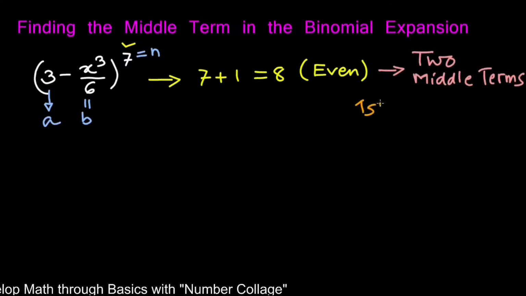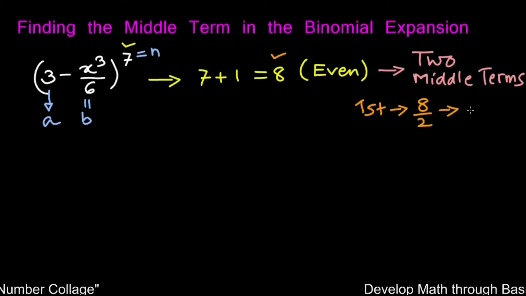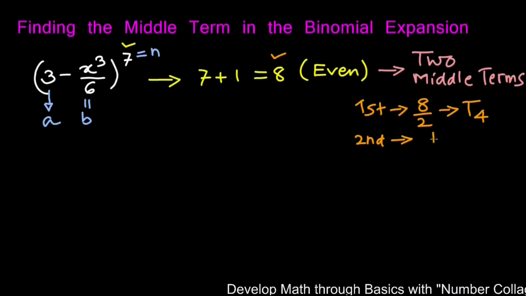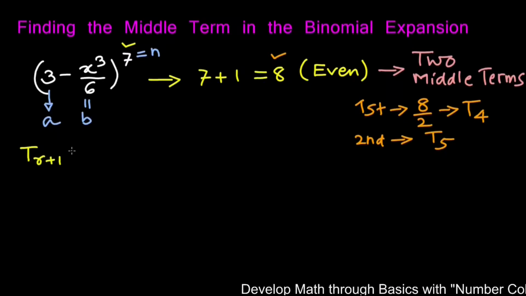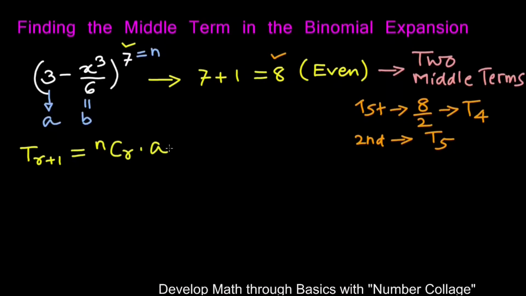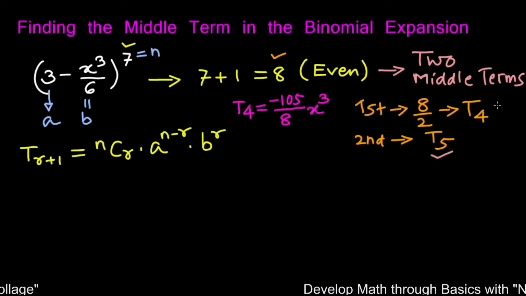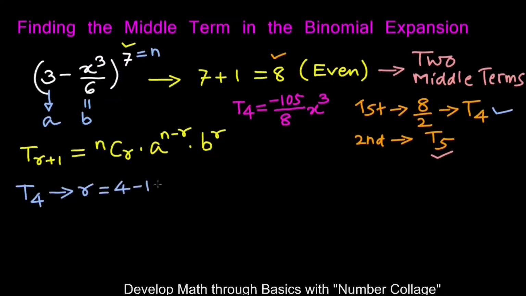The first middle term will be this 8 by 2, that is the fourth term T4, and the second middle term will be next to T4, that is T5. The general term T(r+1) is nCr a raised to n minus r into b raised to r. In the first middle term T4, r will be 4 minus 1, that is 3.